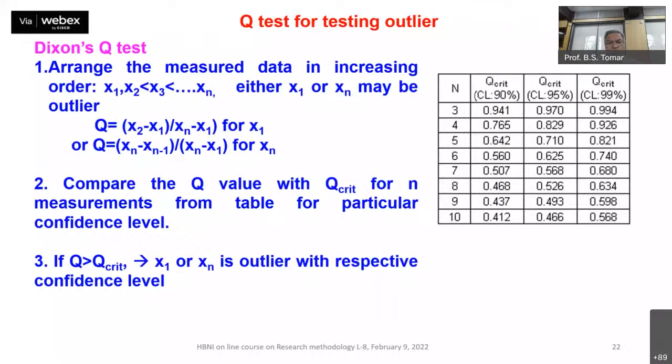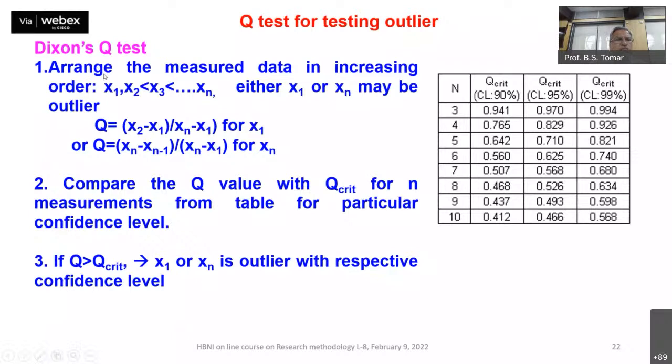Then many times, when doing the measurement, if you are not very careful, you may get one or two results which are not a part of that measurement. They may be outliers. So how do you test for an outlier? There are two tests. One is the Q test, Dixon's Q test. Suppose you have 10 measurements, mass of a coin or anything, and one of them, while noting down, you made a mistake. So that could become an outlier.